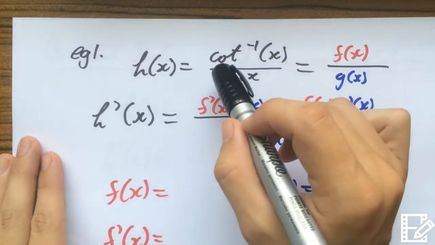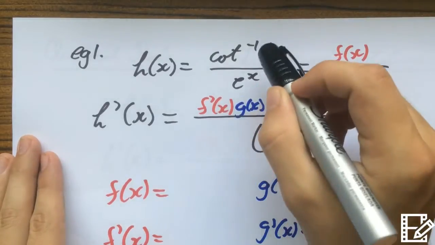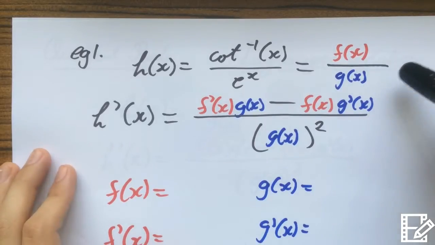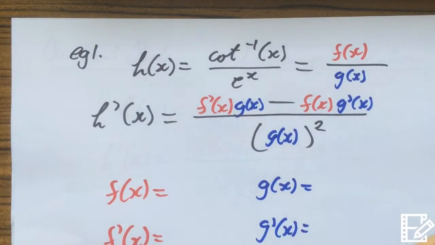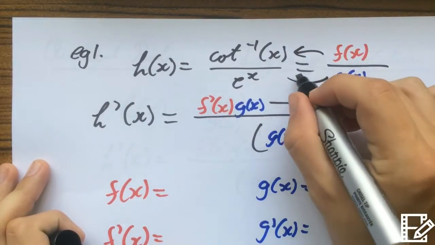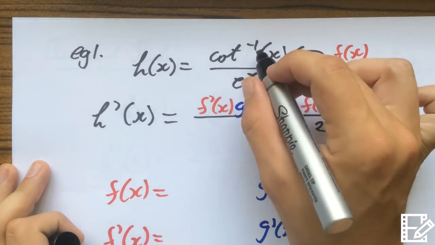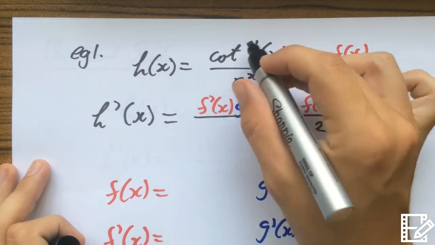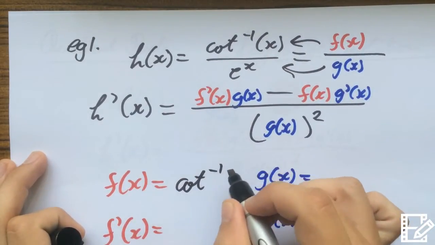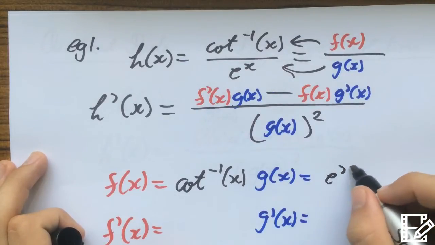So here we have the inverse of cotangent of x over e^x. We have a function over a function, just like when we're following the quotient rule. Luckily that we are, but we're going to label one of these as f(x) and one of these as g(x). Just like I did just then, we're going to label f(x) as the inverse cotangent of x, and we're going to label g(x) as e^x.